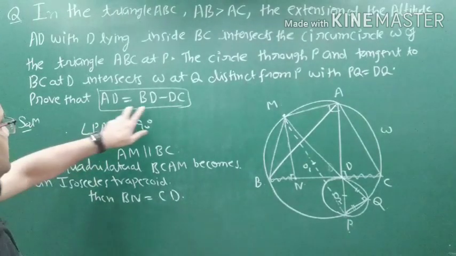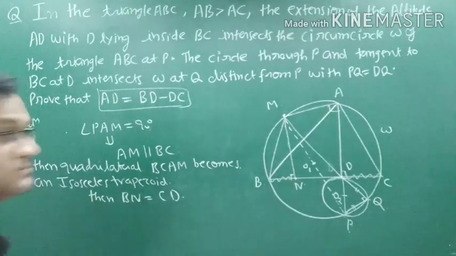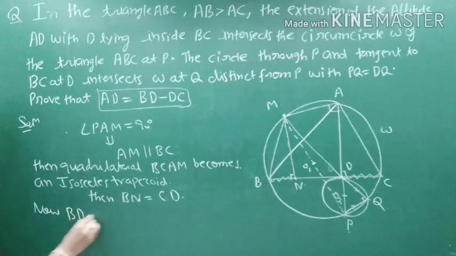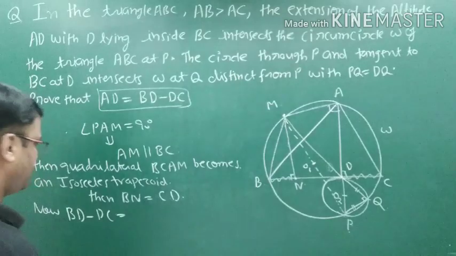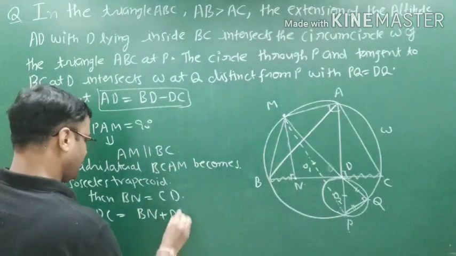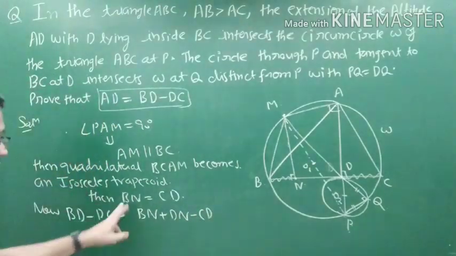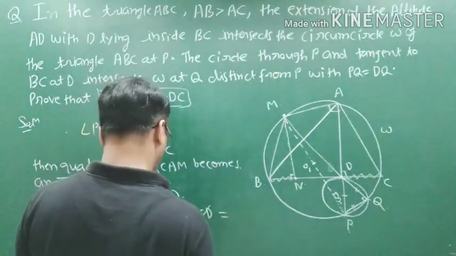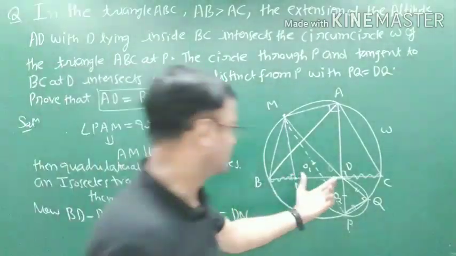What we have to show? BD minus DC equals AD. Now, BD minus DC is what? BD means BN plus DN, minus CD. But we already proved that BN equals CD. Therefore, this and this cancel out. What we get is DN. BD minus DC equals DN.